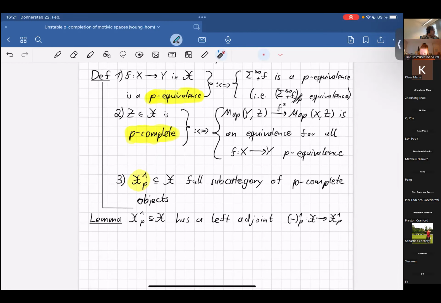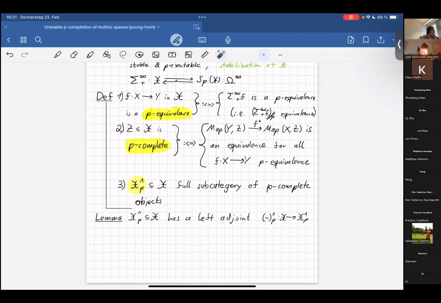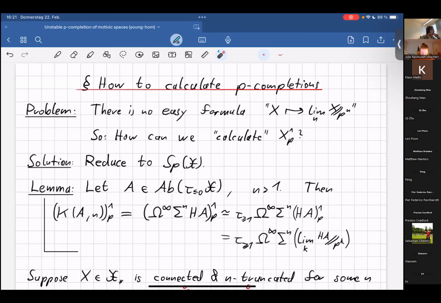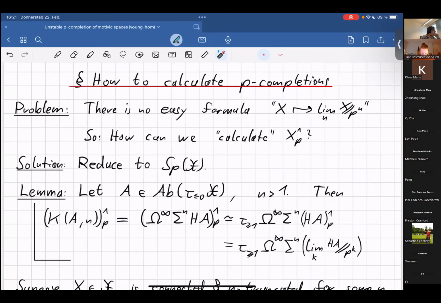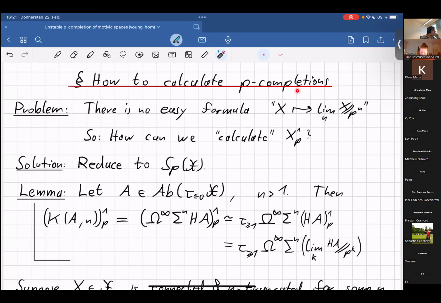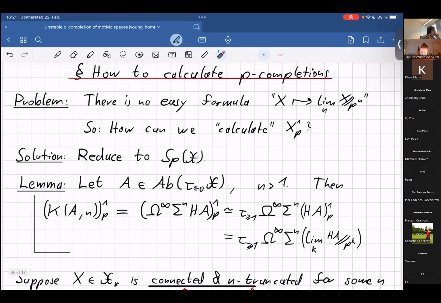But now the question is, how can we ever compute something like this? And the big problem is that in the unstable world, there is no such formula of the form X is mapped to this p-adic limit, because we can't even say what is the multiplication by p morphism on X. There's no such thing. So the question is, how can we ever calculate this guy? And the idea is that we try to reduce it to the category of spectra where we have this easy limit formula.